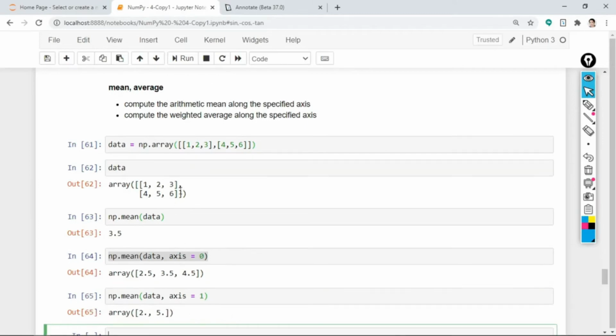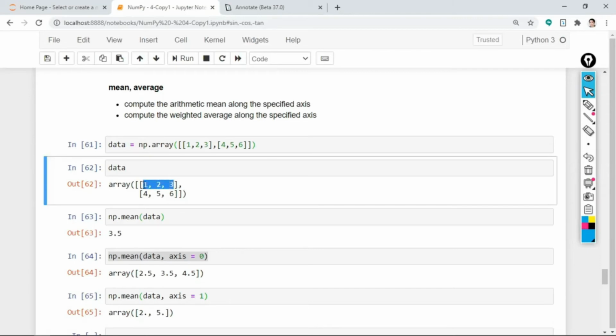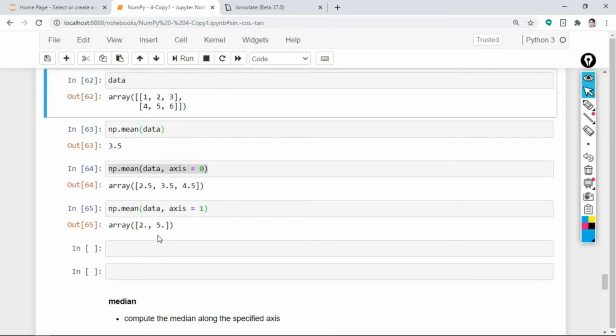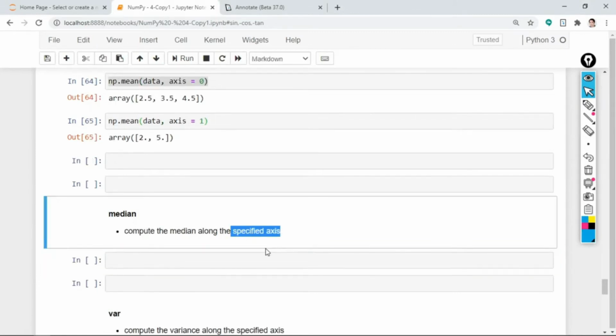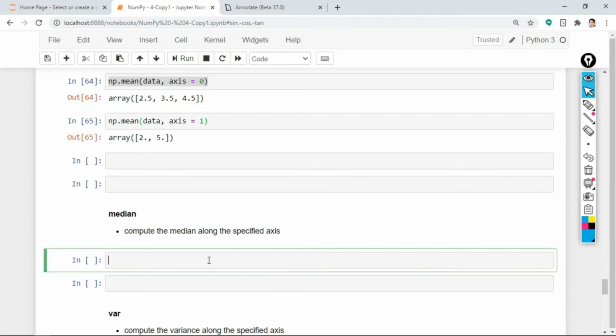Okay, we have 2 and the average of this one. So this one is 6 divided by 2. So this one is, I think, 15 divided by 3. I mean, so 2 and 5. So you can also compute the specific median, also along the specified axis, but I will not execute the specified axis anymore.